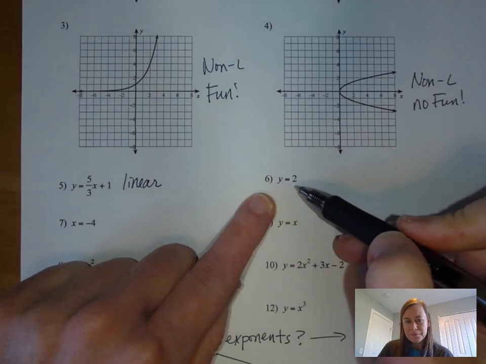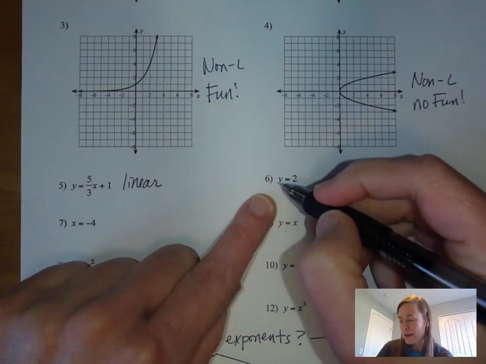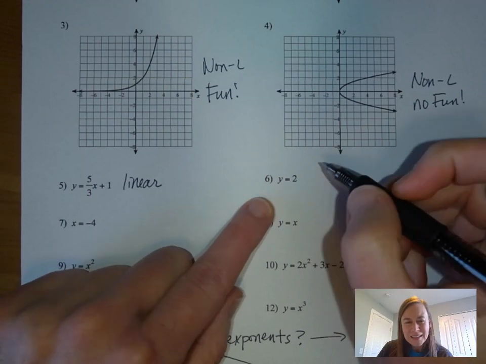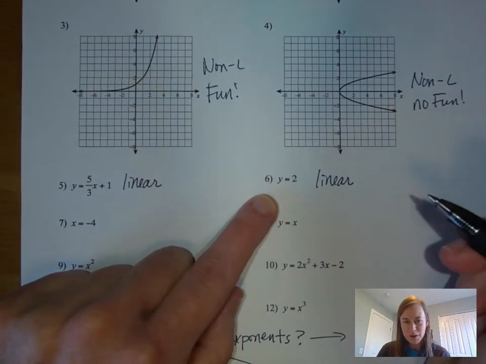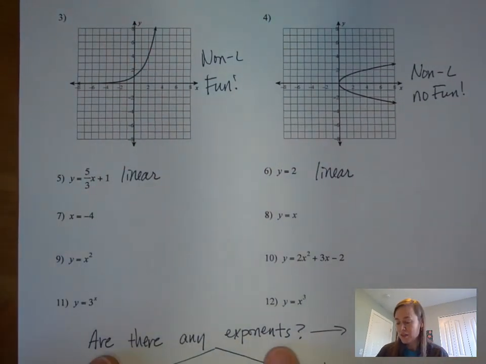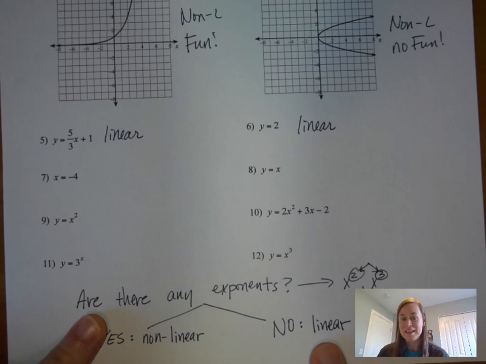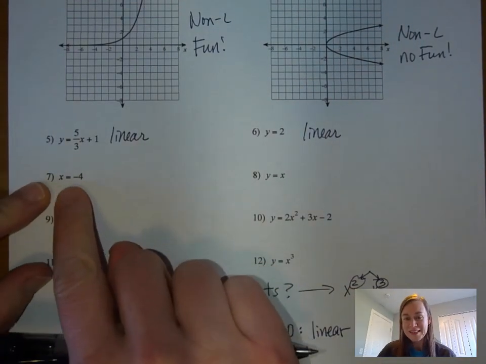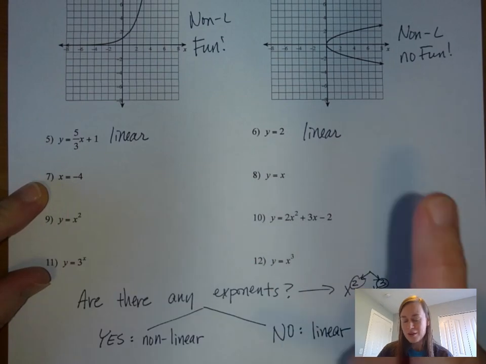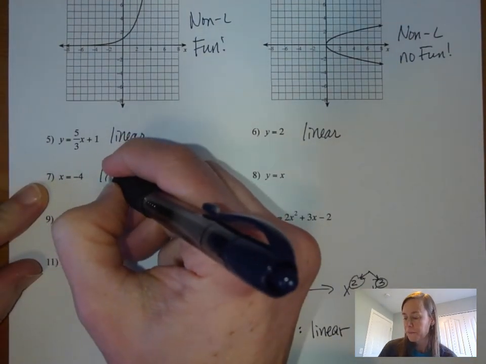Now, what about that one? It is also one of the lines we've been studying, right? y = 2. It's not exactly in slope-intercept form, but we know that's linear. And even if you didn't remember from our previous units, you could use this rule. Are there any exponents? No exponents, so it is linear. Okay, what about this one? You might recognize this one also from previous units, or you can use your rule. Are there any exponents? Nope, so it's linear.